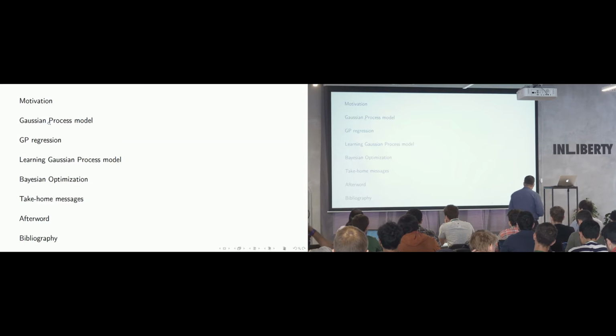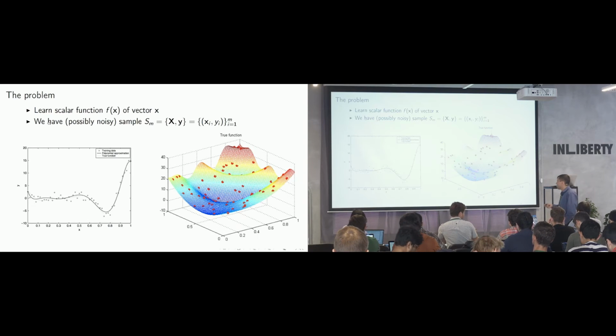Let us discuss how we can construct various quite flexible models using Gaussian processes. So first, some motivation. We would like to learn a scalar function f of x of vector x, and we have a sample of input and output vectors, x_i, y_i, a sample of size n.